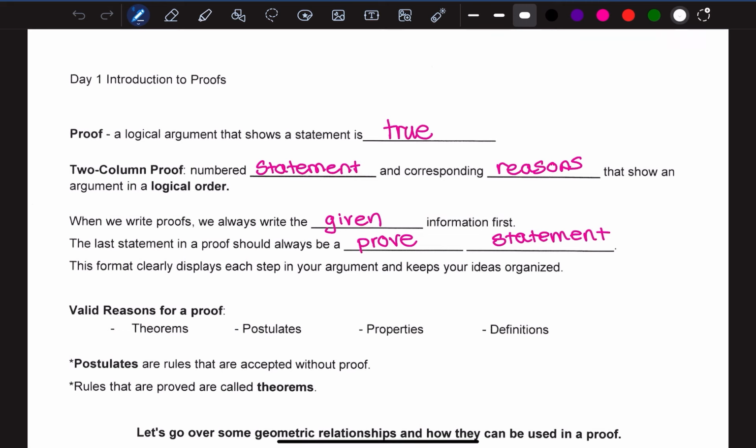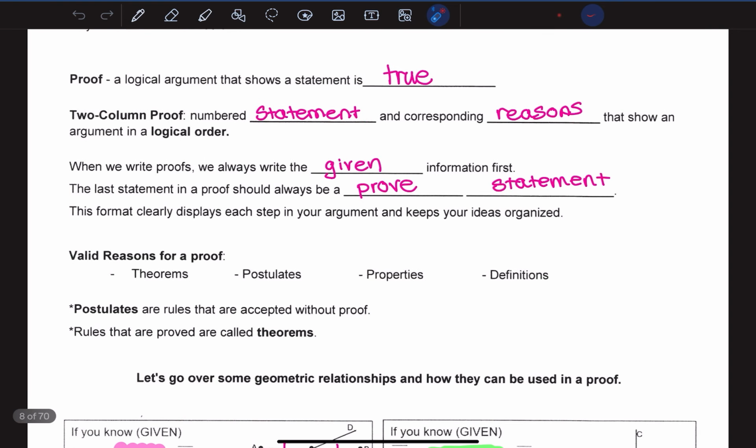So we have to use our knowledge of definitions, theorems, and other properties in order to show that a statement is true. We're going to be doing this using a two-column proof. All right, so we'll see that as we move forward. Essentially, you're going to have a T with the statement on one side and the reason on the other.